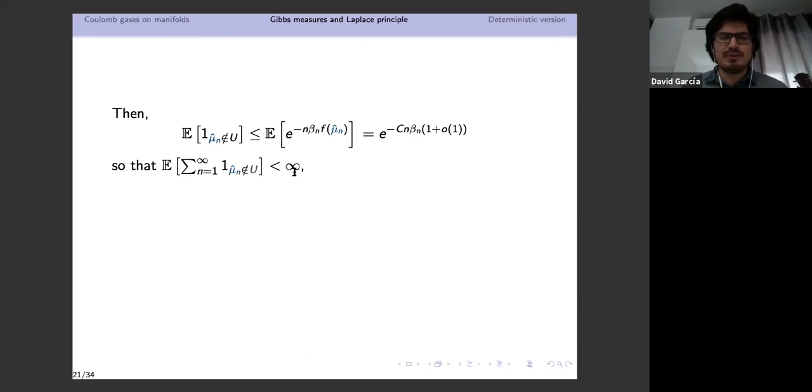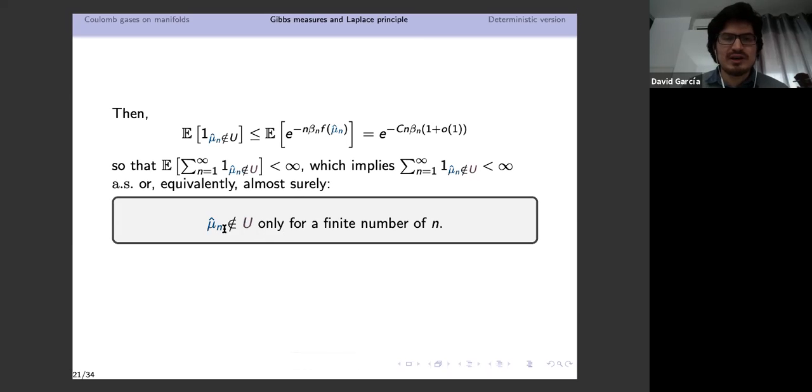But if we have a positive function with finite expected value, we can conclude that the sum itself is finite almost surely. And that is exactly what we wanted, because this sum is a sum of ones and zeros. And for it to be finite, we need that this is 1 just for a finite number of n.